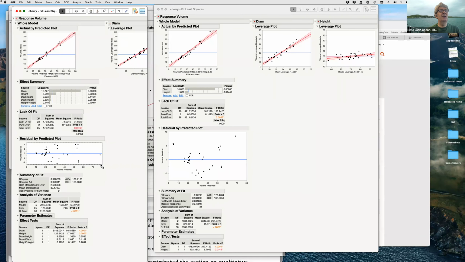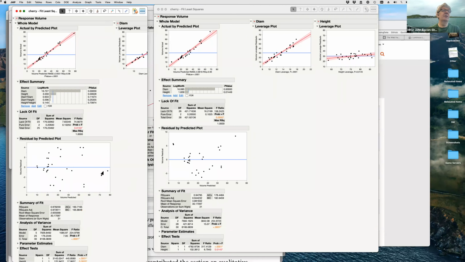If we look at the residual plot, you can see the residual plot doesn't seem to have much of a pattern. The only slight concern here might be that the variation perhaps increases a bit. The variation is small for the low volumes and gets bigger.